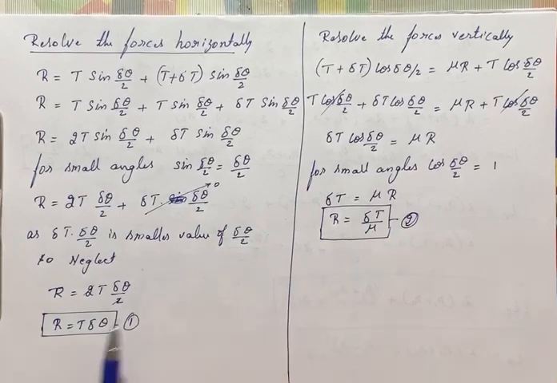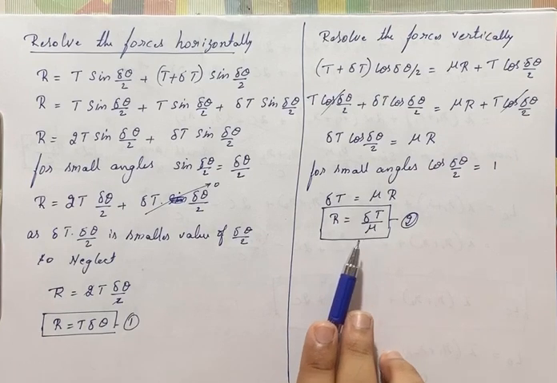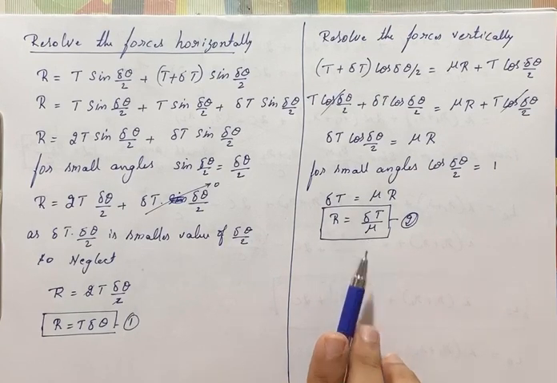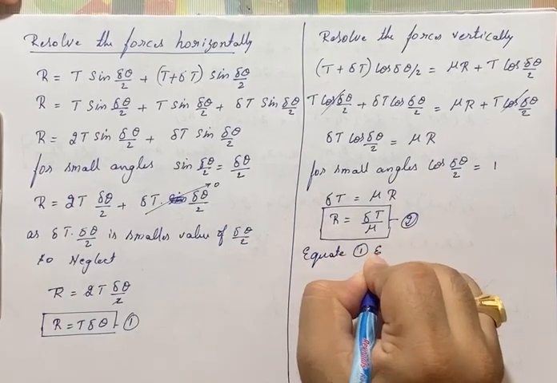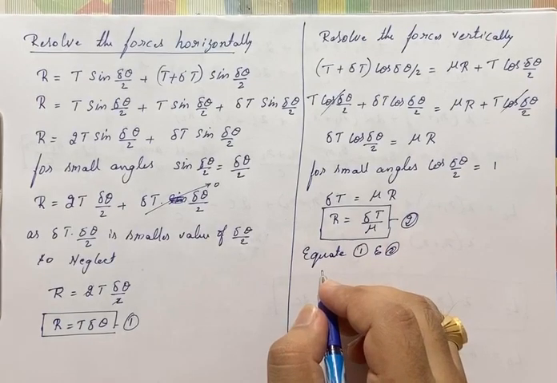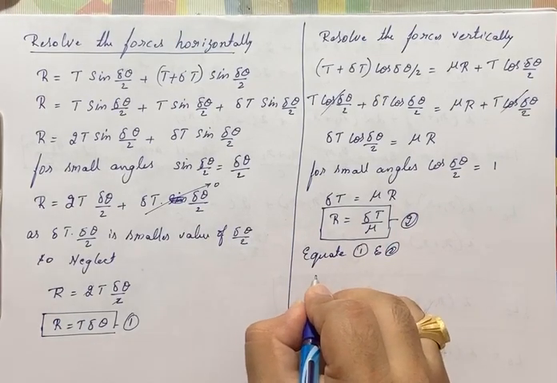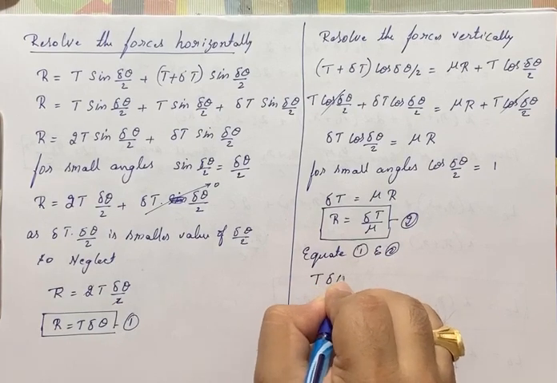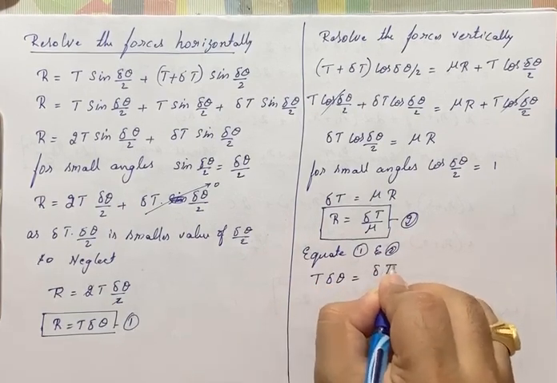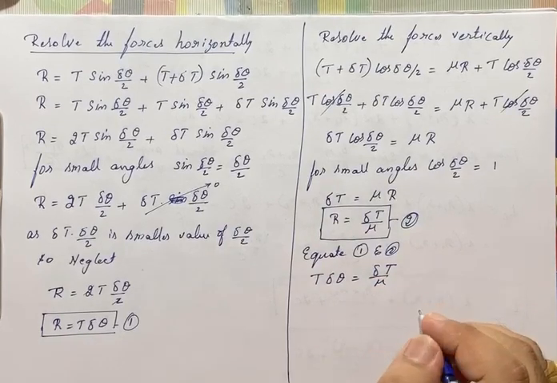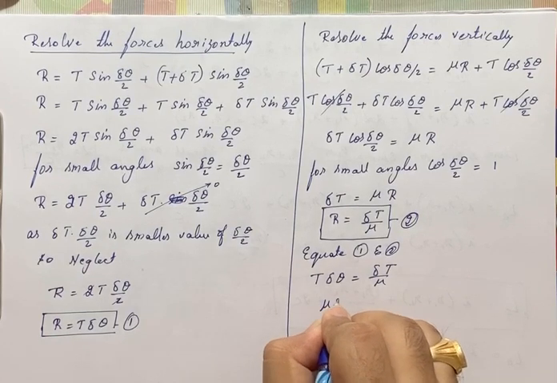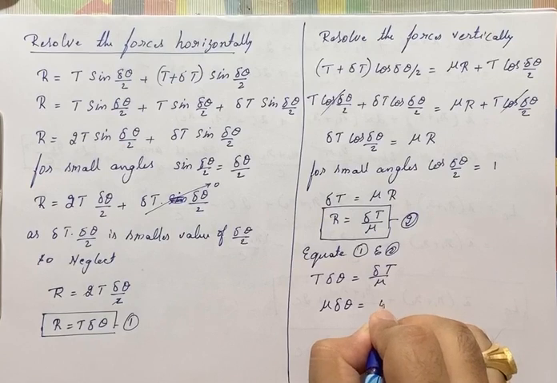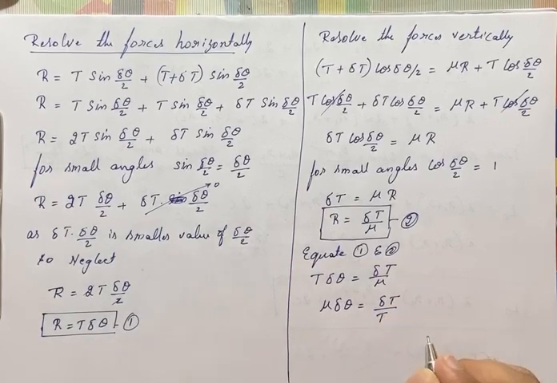When we consider equations 1 and 2, in both we have R equals T delta theta by 2, and R equals delta T by mu. Now we can equate 1 and 2. When I equate them, we get T into delta theta equals delta T by mu. Now I can write this as mu into delta theta equals delta T divided by T.